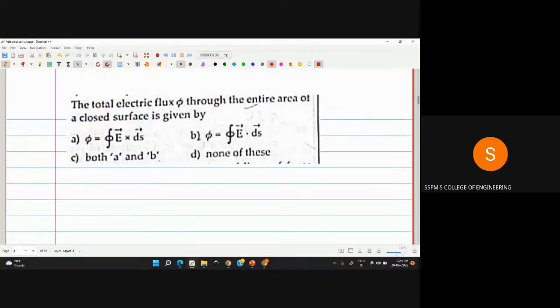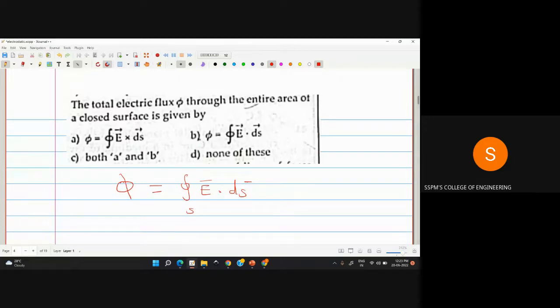Now let us try to solve one more example. This example was asked in the MHTCET. The question is, what is the total electric flux through the entire area of the closed surface? And you know the definition of Gauss law. The Gauss law states that the line of flux crossing the closed surface is equal to the surface integration of E bar dot ds bar, isn't it?